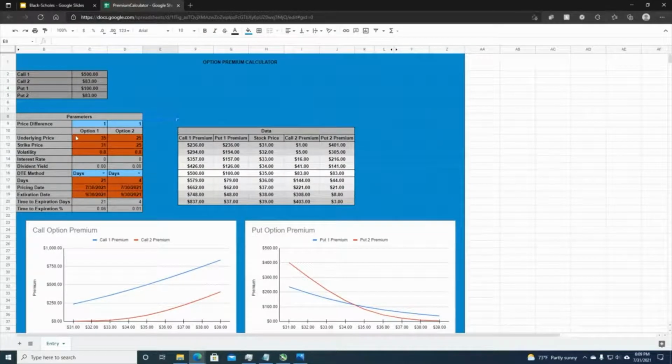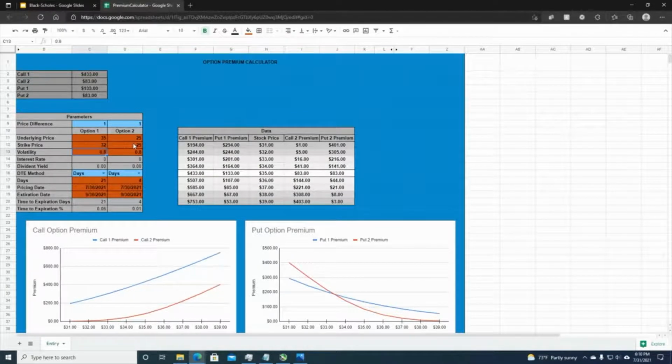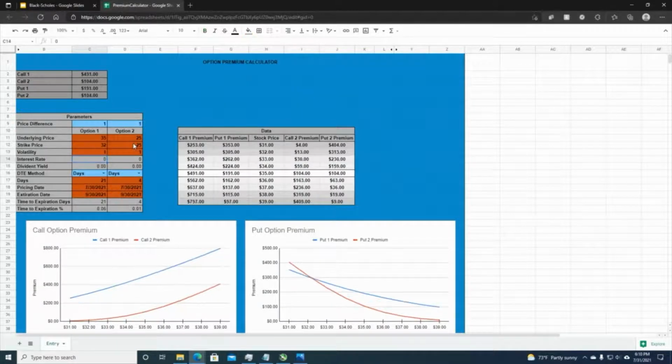So let's say that we're looking at a stock that's currently trading at $35 per share. And we want to look at the strike price of, let's say, $32, and let's say that there's an implied volatility of 100%, so we'll enter in 1, and we're looking for maybe 14 days out for expiration. We can see that the call premium is calculated as $438, and the put premium is calculated as $138.